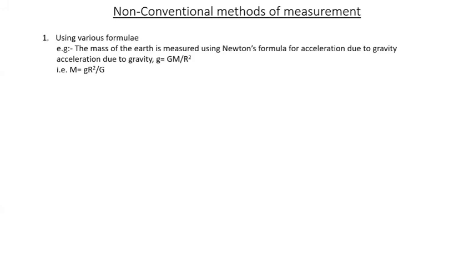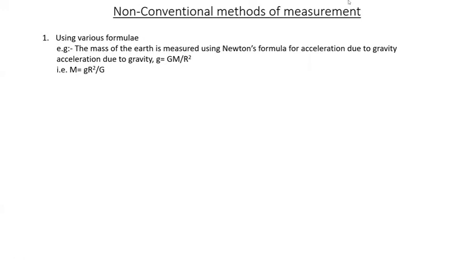We have to measure the mass of the earth. How do we measure it? We can't put the earth on a weight scale. So the non-conventional methods of measurement are those methods that do not directly use any scale or any device. Let's check out the first type of non-conventional method. It is using various formulas. Like explained earlier, the mass of the earth is measured using Newton's formula for acceleration due to gravity.